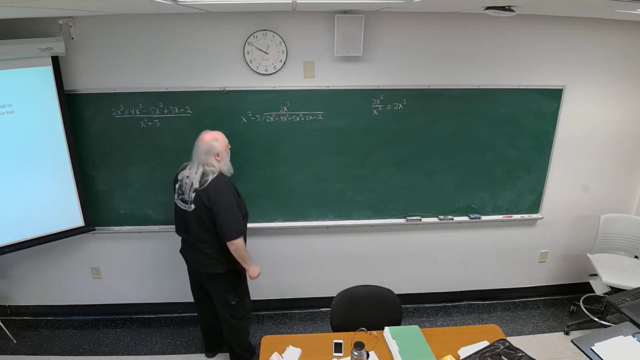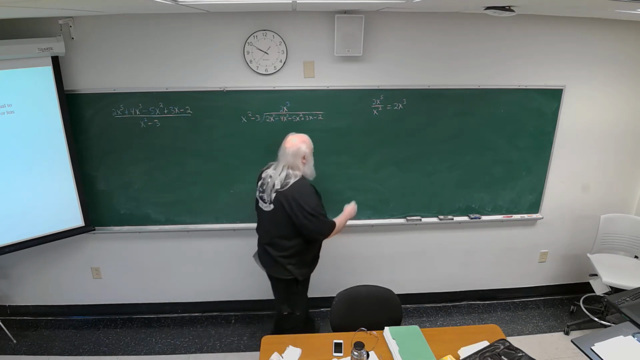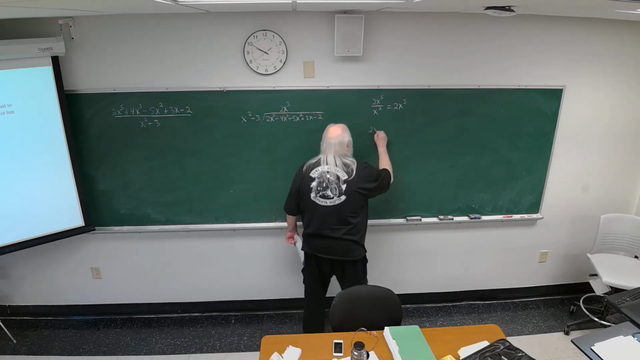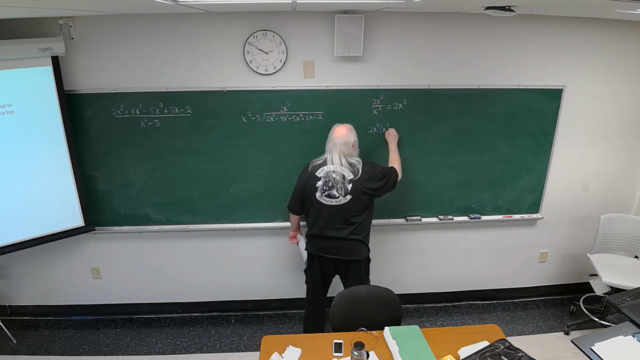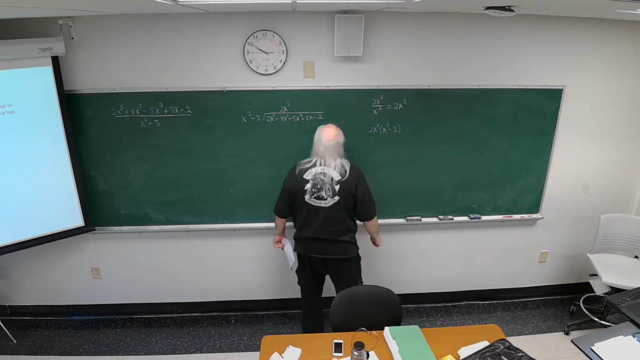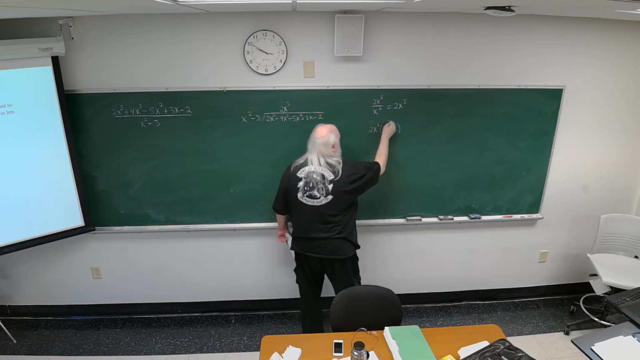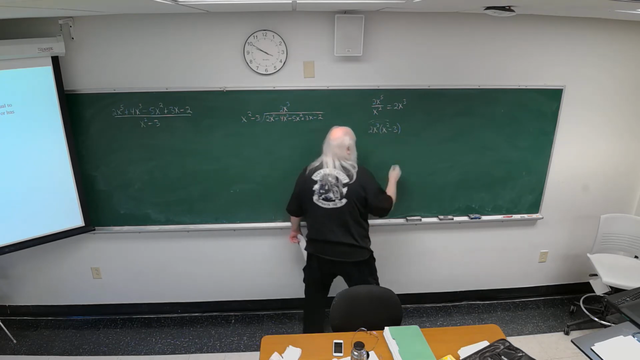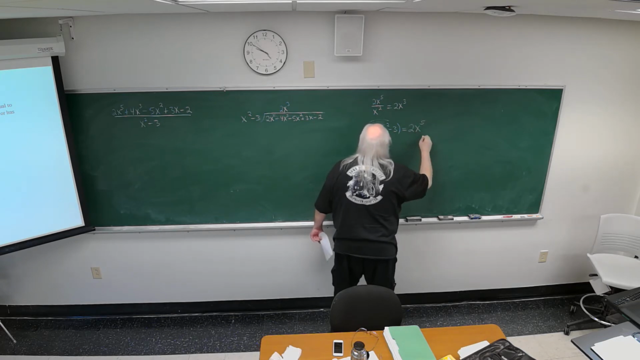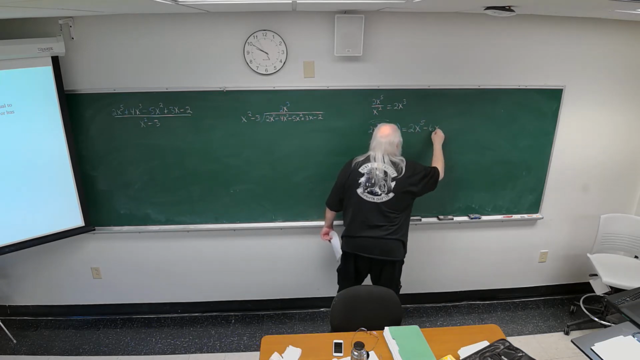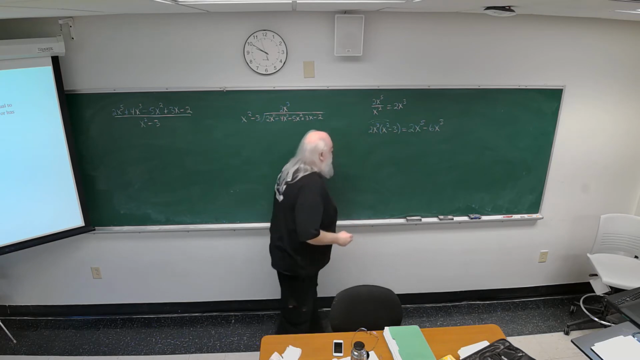And now we do the multiplication. 2x to the 3rd times the divisor, x squared minus 3. And when we distribute 2x cubed, we get 2x to the 5th minus 6x cubed.